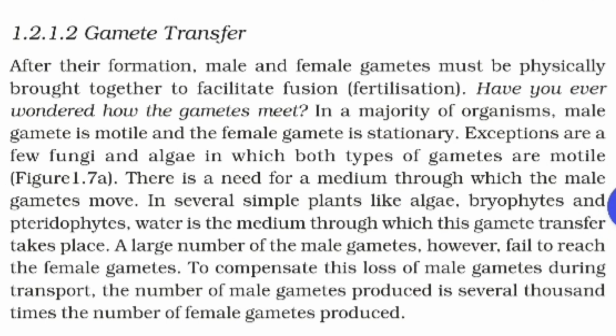Here we can see a very fantastic phenomenon from nature. A large number of male gametes are produced, but they all fail to reach the female gamete. So to compensate for this problem, nature has provided the formation of a huge number of male gametes compared to female gametes. If a large number of male gametes are produced by an organism, there is a possibility of meeting the fewer female gametes.